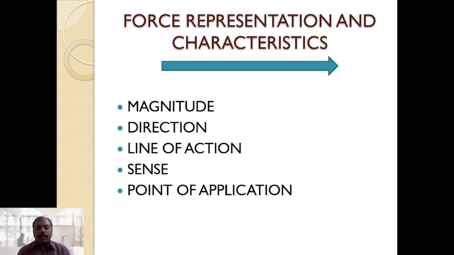Force representation and characteristics. Force is represented by its magnitude. The length of the force explains the magnitude, and the arrowhead represents the direction. It will have a line of action, and it will have a sense, either in the positive direction or in the negative direction. It will also have a point of application, where the force is acting on a body.